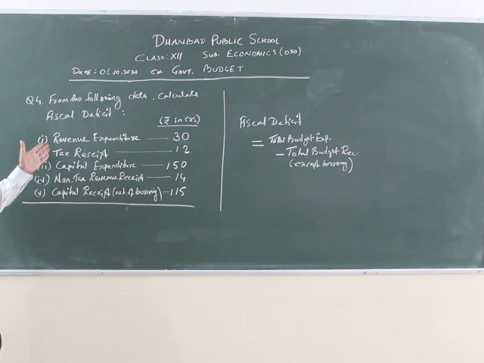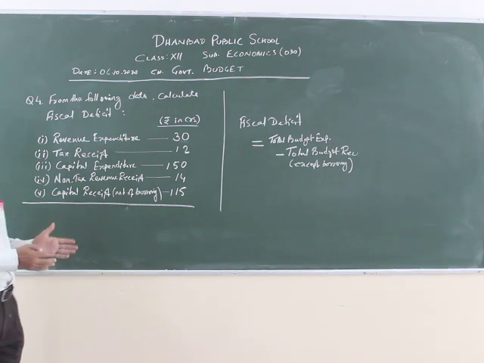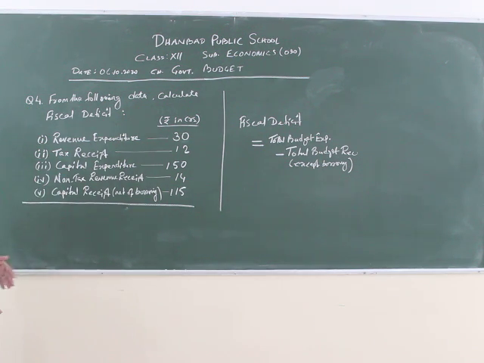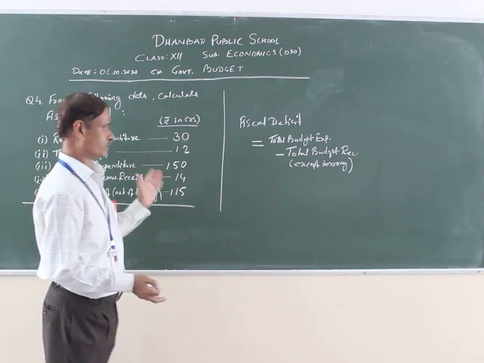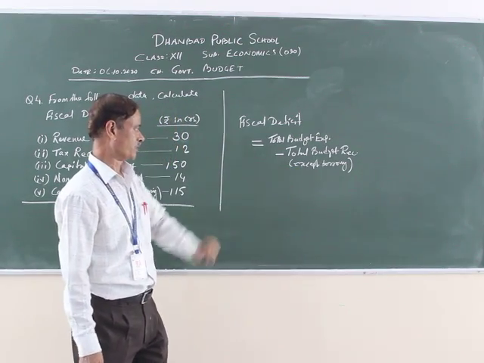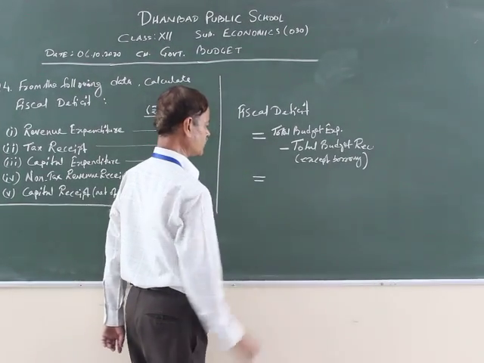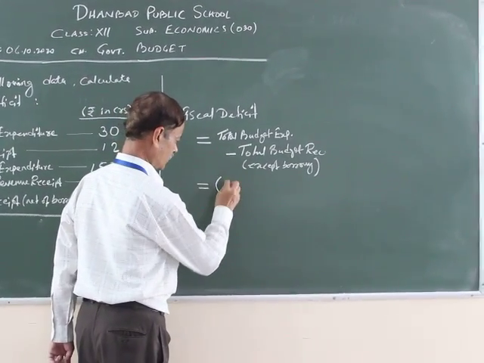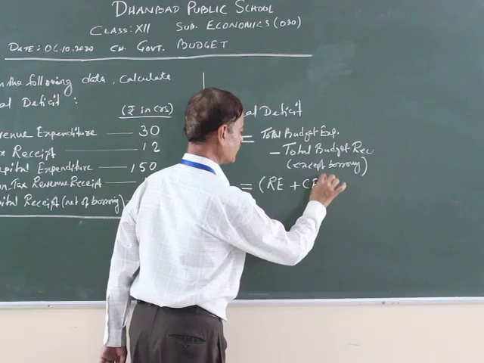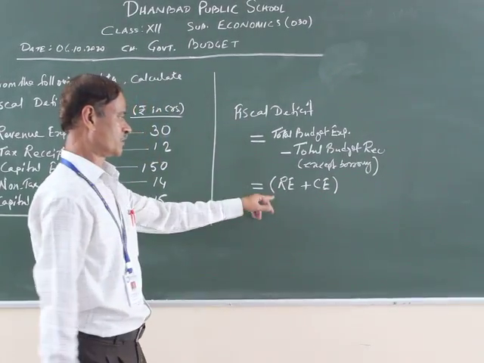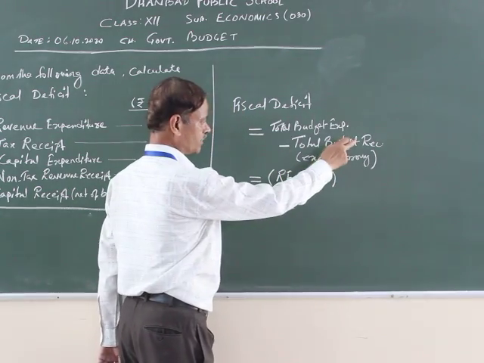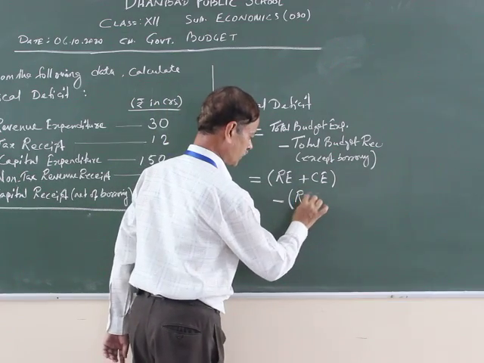Since directly no item is given about the amount of borrowing, we cannot find the fiscal deficit directly from the items. So we have to calculate the fiscal deficit by deducting the total budget receipts except borrowing from total budget expenditure. Now, what about total budget expenditure? Total budget expenditure is equal to revenue expenditure plus capital expenditure.